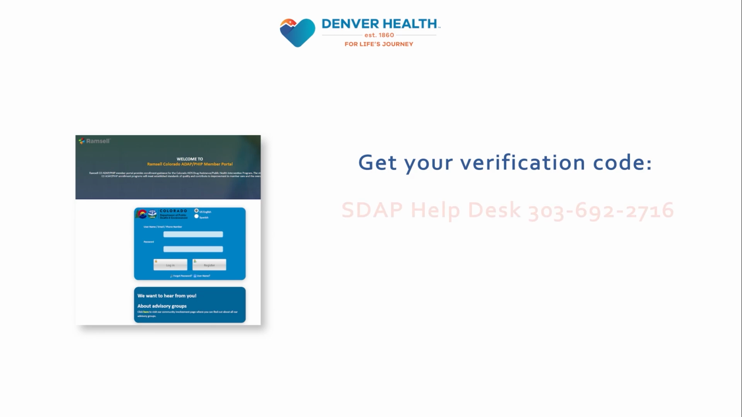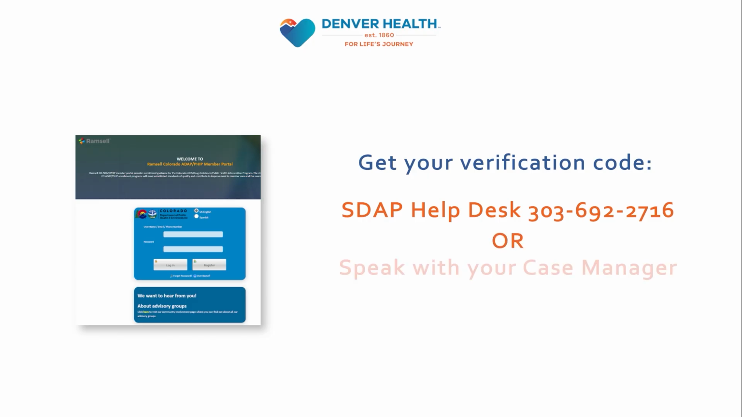You can get this code by calling the SDAP Help Desk at 303-692-2716, or speaking with your case manager. If this is your first time applying for SDAP in Colorado, you do not need a verification code.